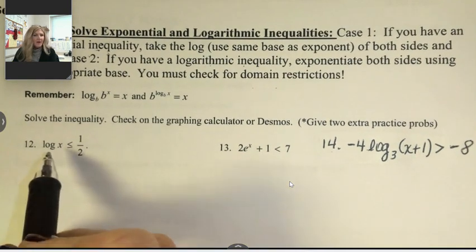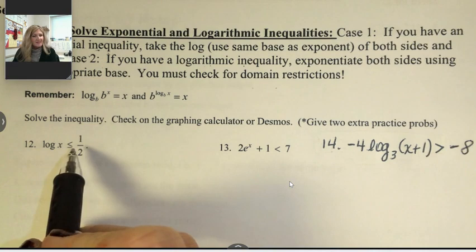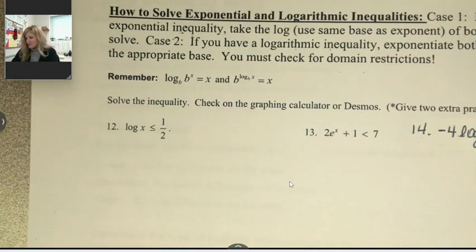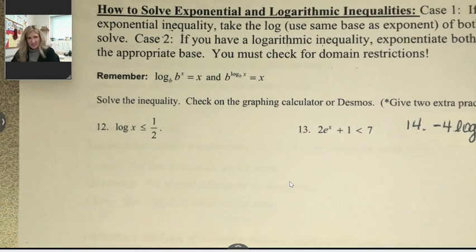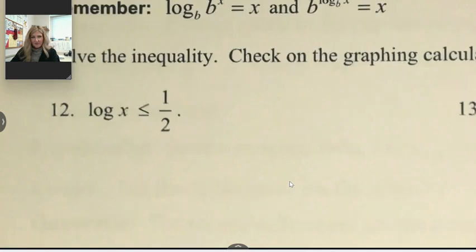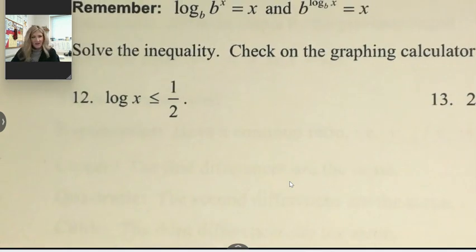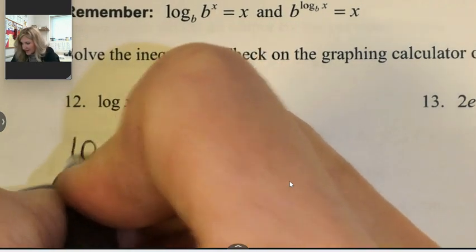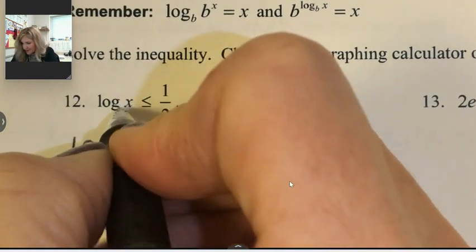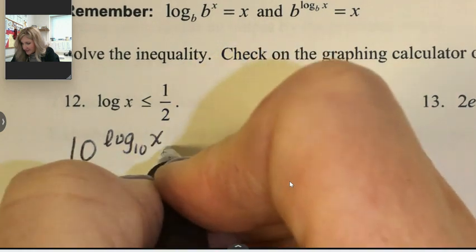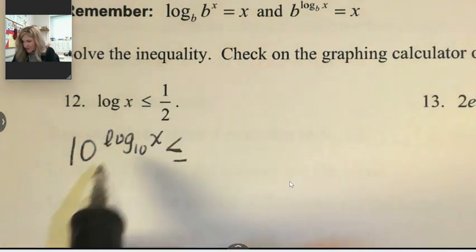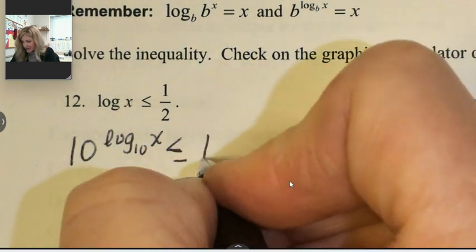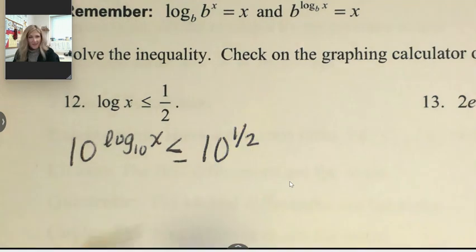All right, so number 12, we have log x is less than or equal to 1/2. So how do I get rid of a log? What's the opposite operation? Okay, so I have to exponentiate. What's the base of this log? So I'm going to have to do 10 raised to the log, and I know the base is 10 there, of x is less than or equal to whatever I did here. I exponentiated with the base 10, so I have to exponentiate with the base 10.